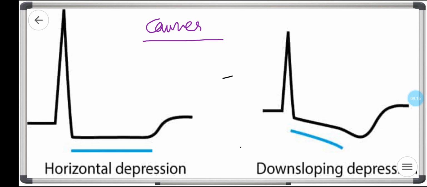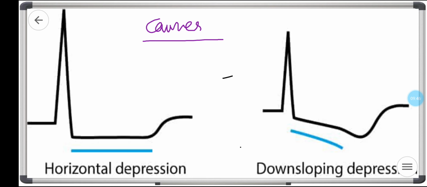Now let's talk about the causes of ST segment depression. ST segment depression represents actually subendocardial ischemia. So it could be in unstable angina and NSTEMI. In unstable angina, if the patient is presenting with pain. It could also be reciprocal changes, as we have said earlier. There is reciprocal ST segment depression according to the type of the MI.